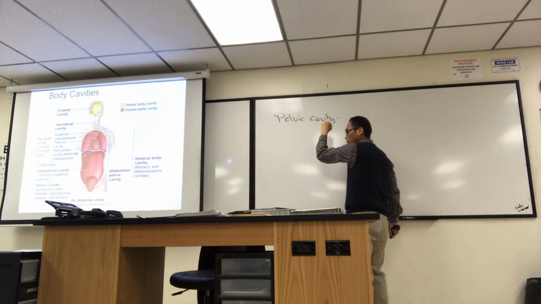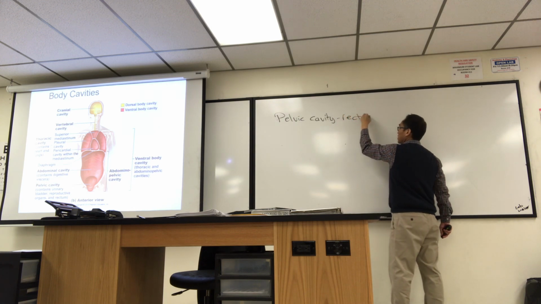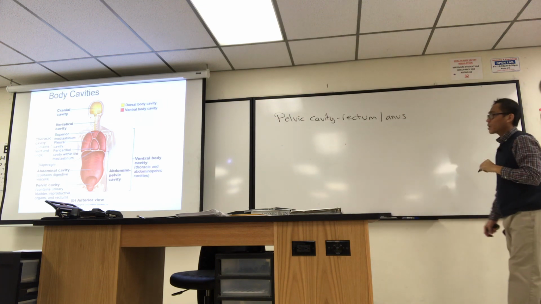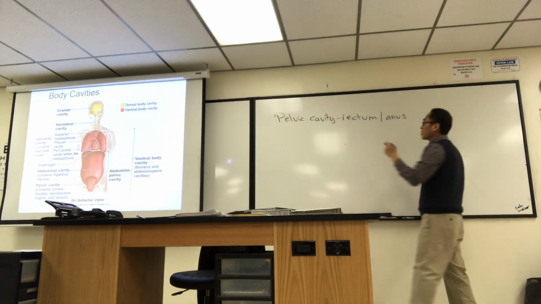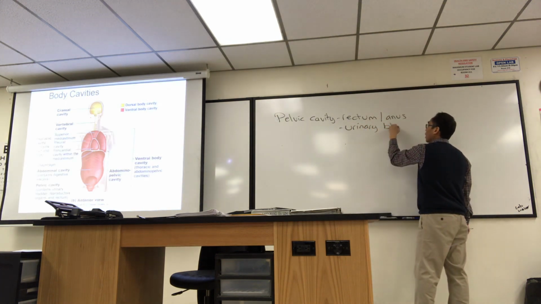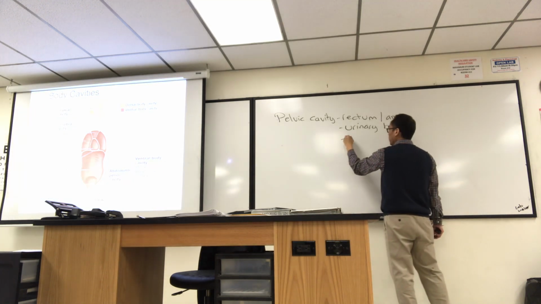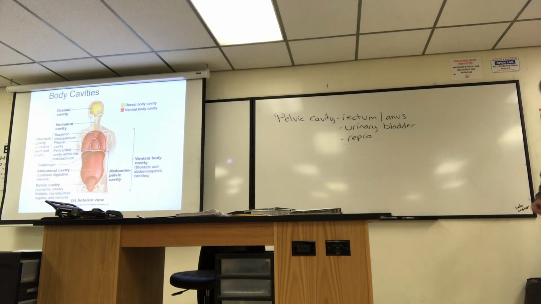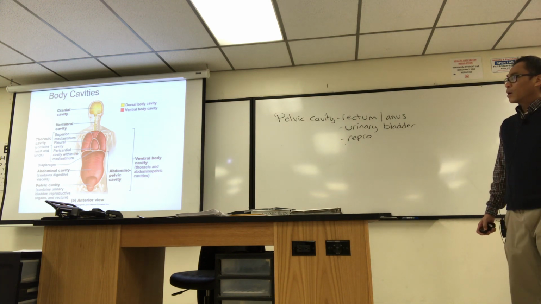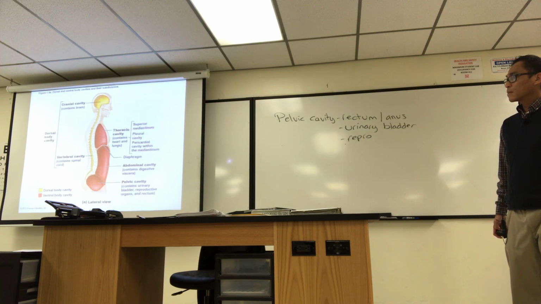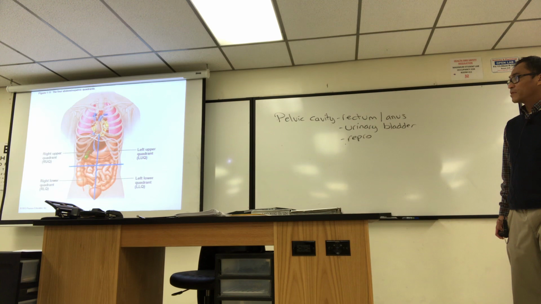Usually what you see in there is rectum, anus, the end of the digestive tract. You have the urinary bladder. You have some repro organs, just to name a few things, like the ovaries are in there. Anyways, just know the name of the space, the pelvic cavity. Let me see if I missed anything. Yeah, I think that's it for all the cavity spaces.